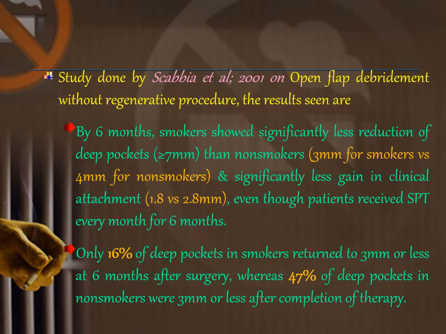The results were that by 6 months, smokers showed significantly less reduction of deep pockets than non-smokers, with less than 3 mm for smokers versus 4 mm for non-smokers, and significantly less gain in clinical attachment level, even though patients received supportive periodontal therapy every month for 6 months. Only 16% of deep pocketed smokers returned to 3 mm or less at 6 months after surgery, whereas 47% of deep pockets in non-smokers were 3 mm or less after completion of therapy.